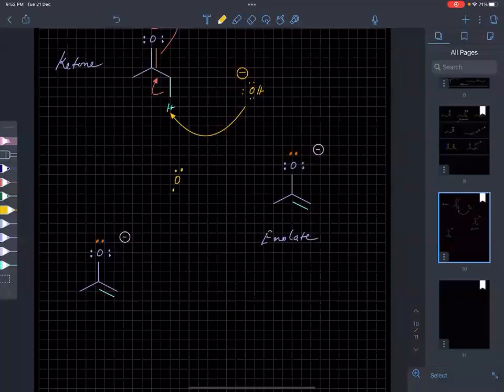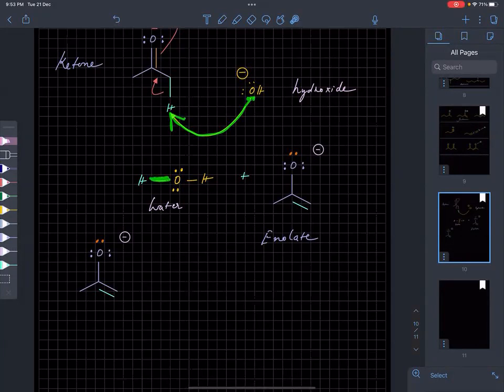You have O, H. Now this bond pair will become a lone pair, and it will attach to hydrogen. Now this will become water. This was hydroxide, and this is water. How did it become water? It accepted a proton. How did it accept the proton? By offering a lone pair. So this lone pair will become a bond pair.